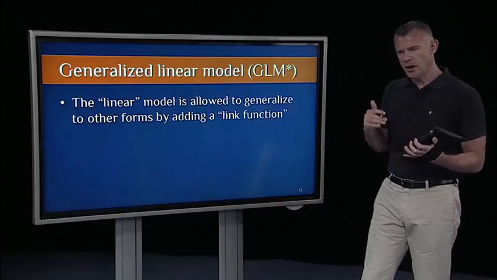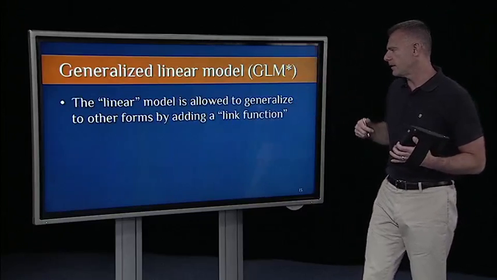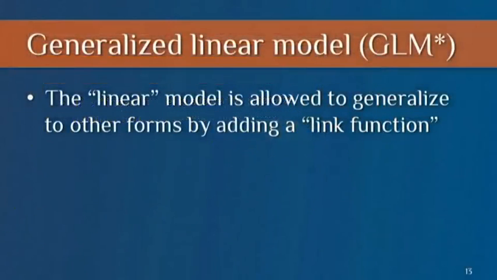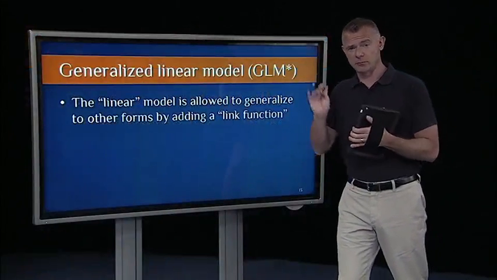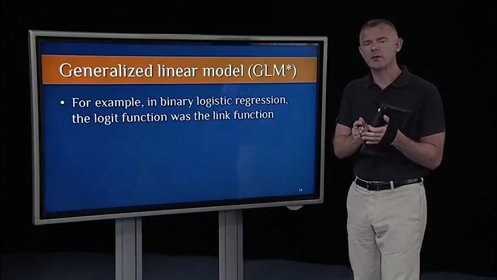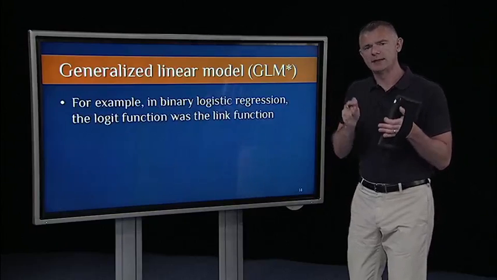And the key to the GLM star is that the linear model is extended and allowed to generalize to other forms by adding what's called a link function. So the link function is key to making the GLM star more flexible and generative. And that's the key difference between the GLM and the GLM star, the link function. So for example, in binary logistic regression, the logit served as the link function.